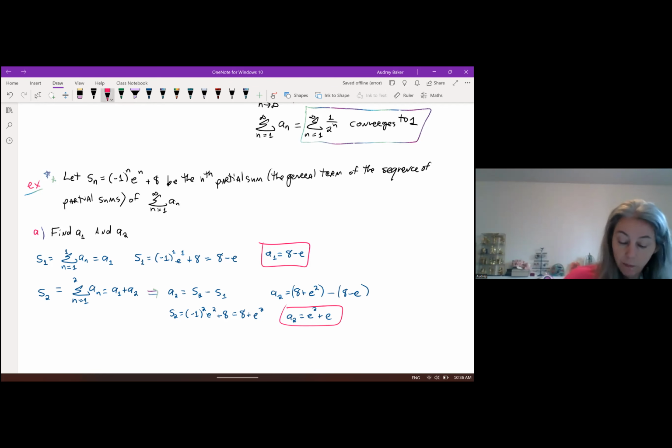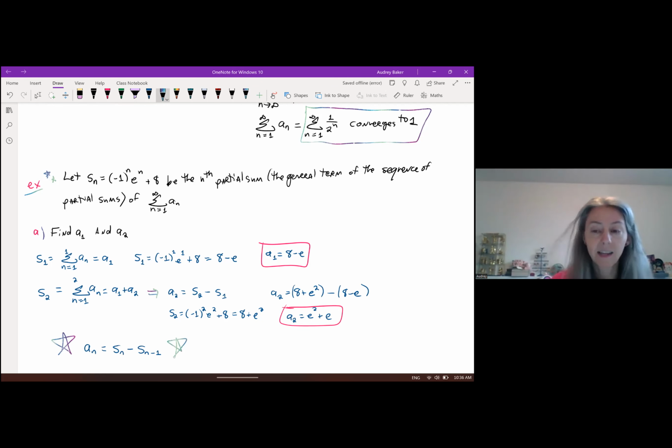So this actually gives us an important result here. If I want to find a sub n, it is equal to S sub n minus S sub n minus 1. So if I want a sub 8, I can do S sub 8 minus S sub 7.